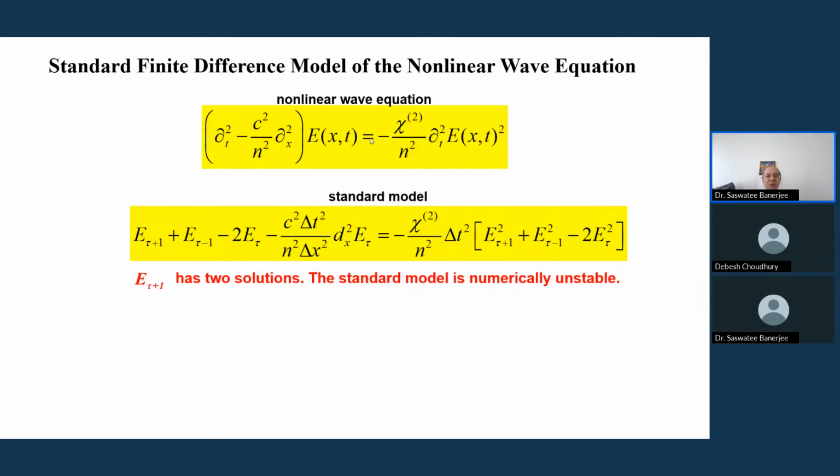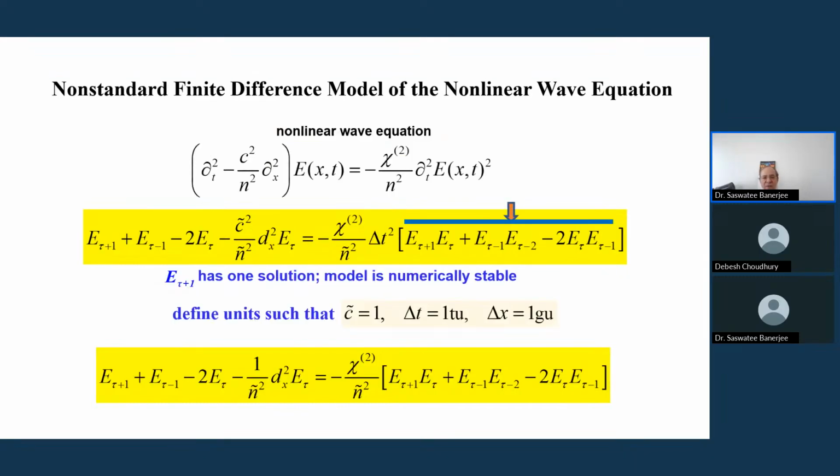So here it is. Here's the nonlinear wave equation. Here is the standard model. And the standard model, the standard FDTD, is numerically unstable. So what is numerically unstable? It means that when you iterate an algorithm, the answer will diverge from the true answer. Often it becomes infinity, but it may just simply be a very large error.